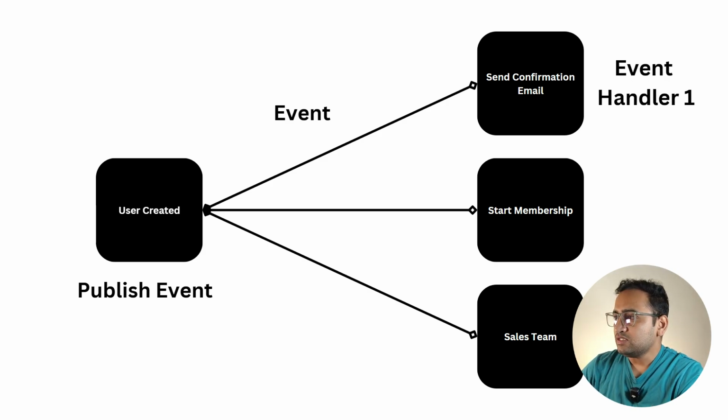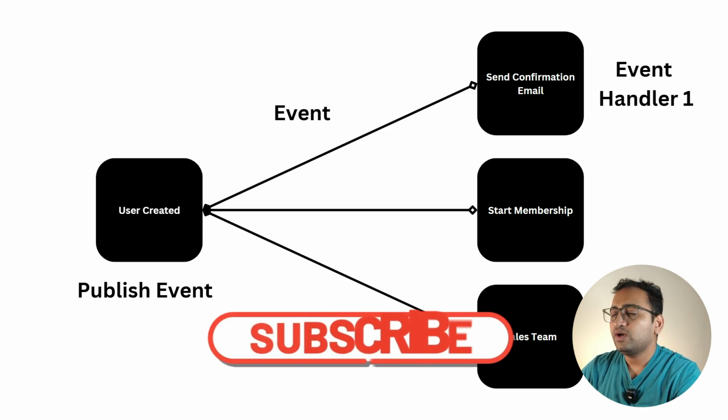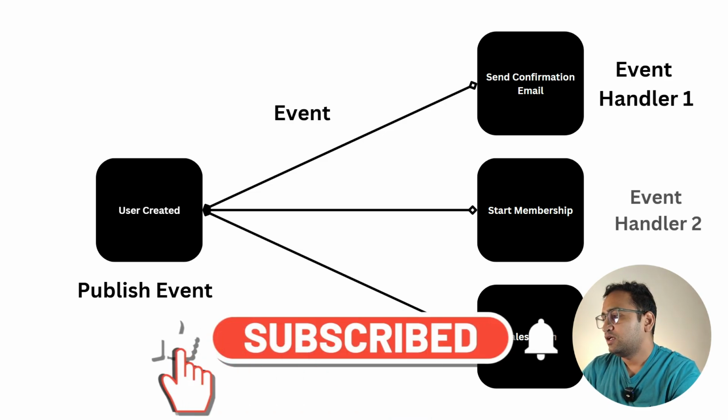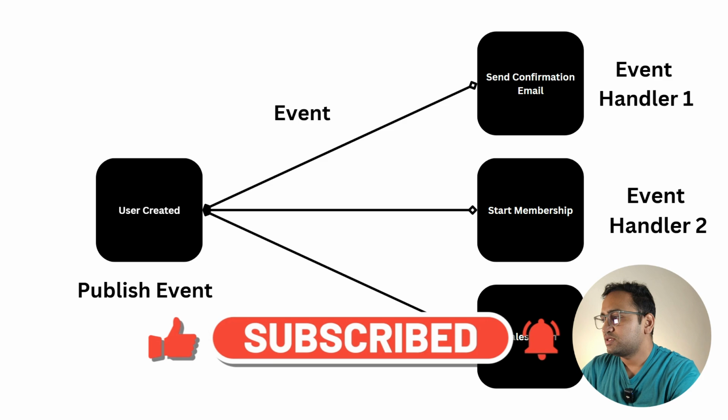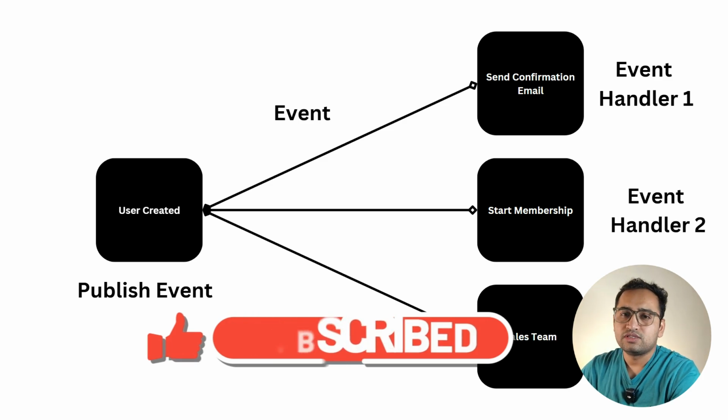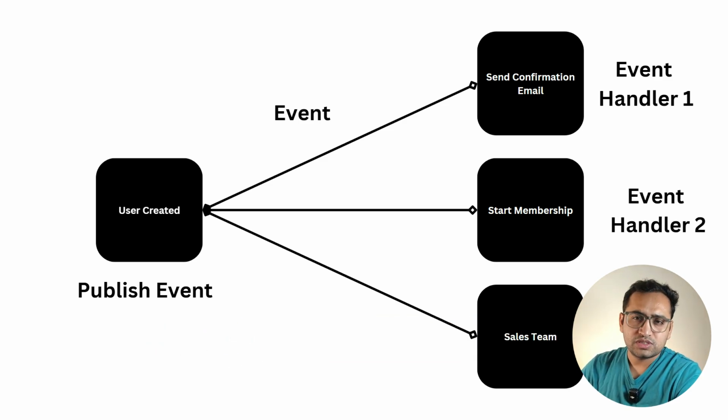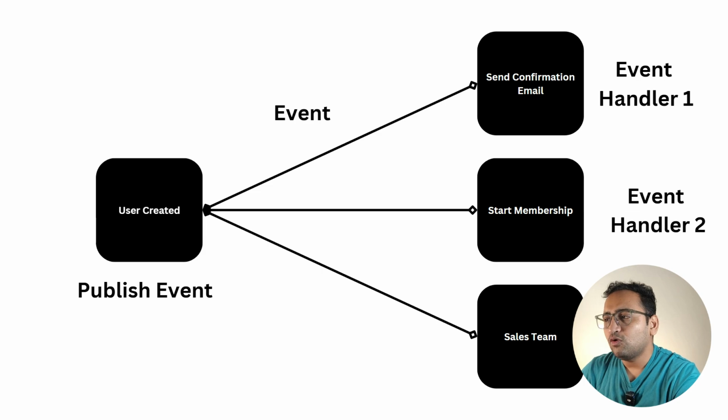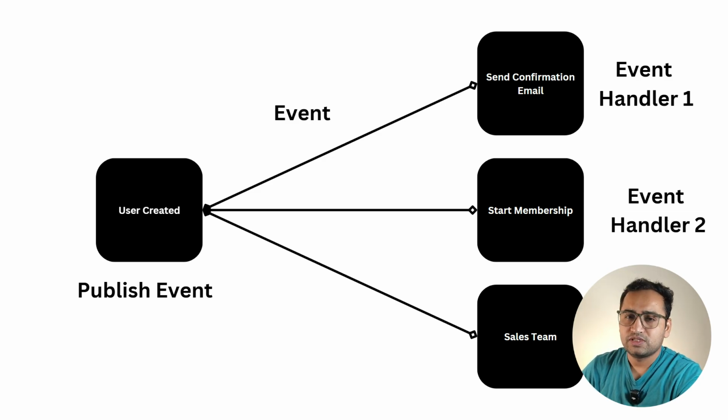This send confirmation email is event handler 1, this start membership is handler 2, and the third one is handler 3. There could be situations where you want to run all of them one by one, so maybe first you send the details to the first, then the second, then the third, or you want to send the details to all of them in parallel. Because handler 1 and handler 2 are independent of each other, in that case we can send this information in parallel to all three of them.